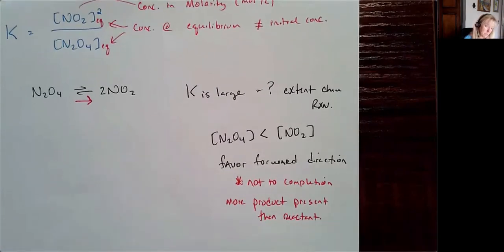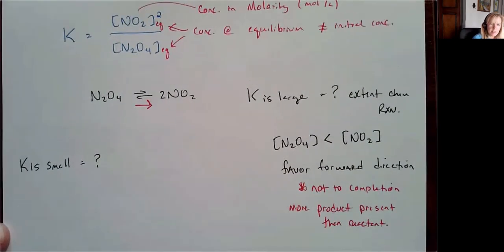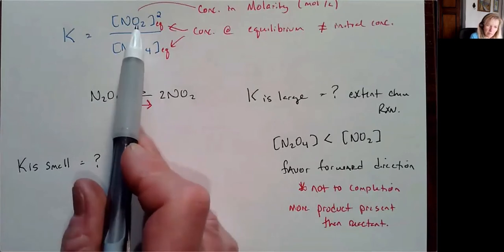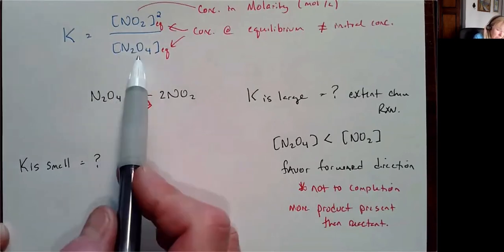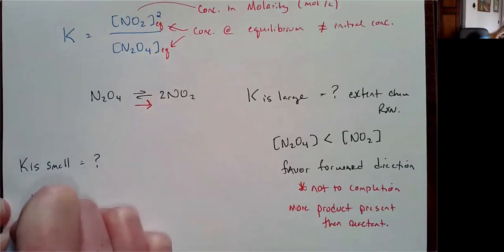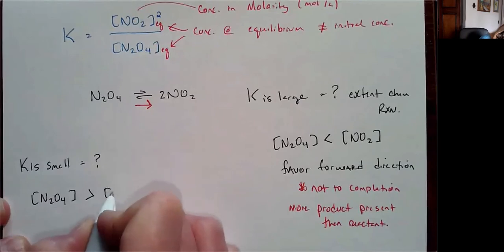Now, if K is small, I have the opposite. What that means is that I have more of my reactant than I have of my product. And so this fraction here is going to be small. So if K is small, then N2O4 is going to be greater than NO2.